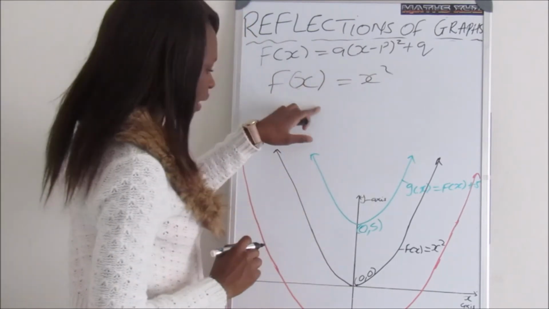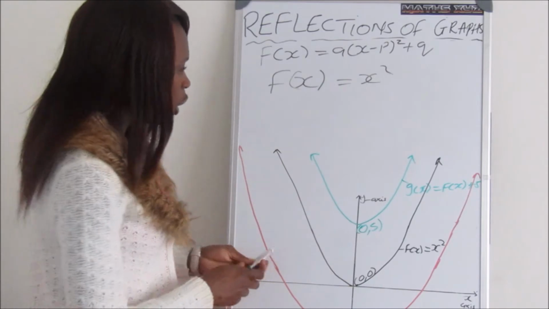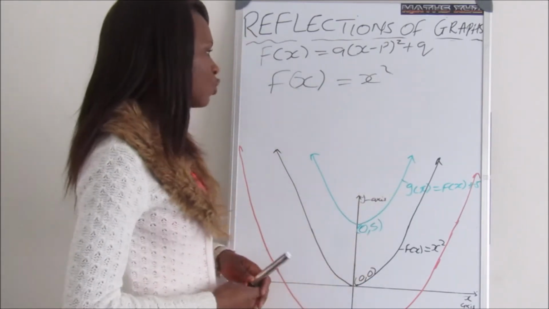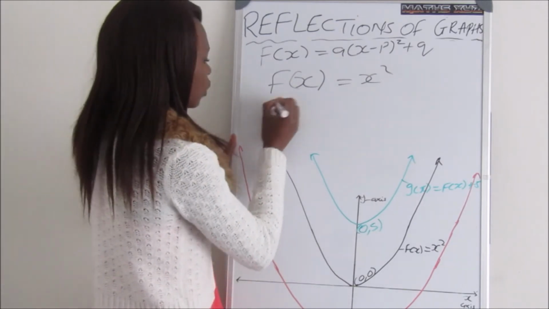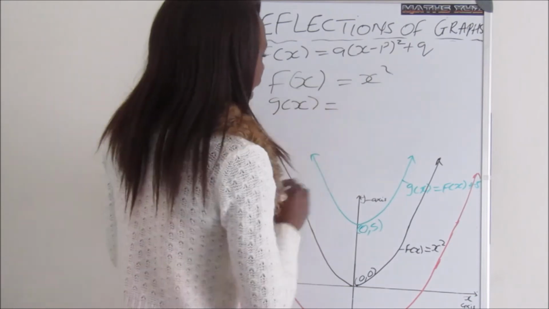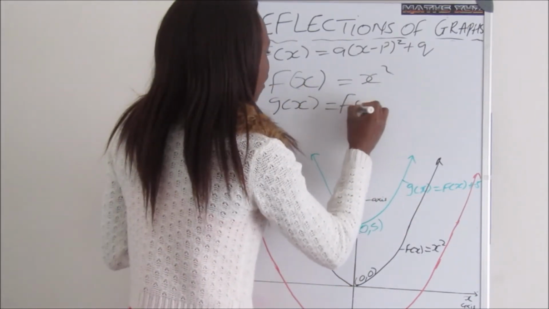The graph of f(x) = x^2 is the very same graph that we drew in the first example, which has its turning point at the origin, (0, 0). Now let's look at a graph of g(x). The graph of g(x) is equal to f(x) + 5.